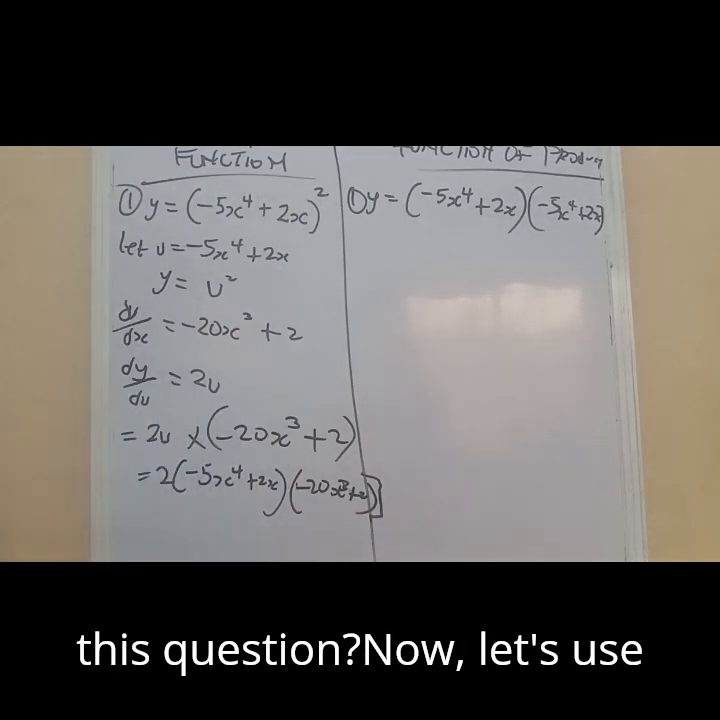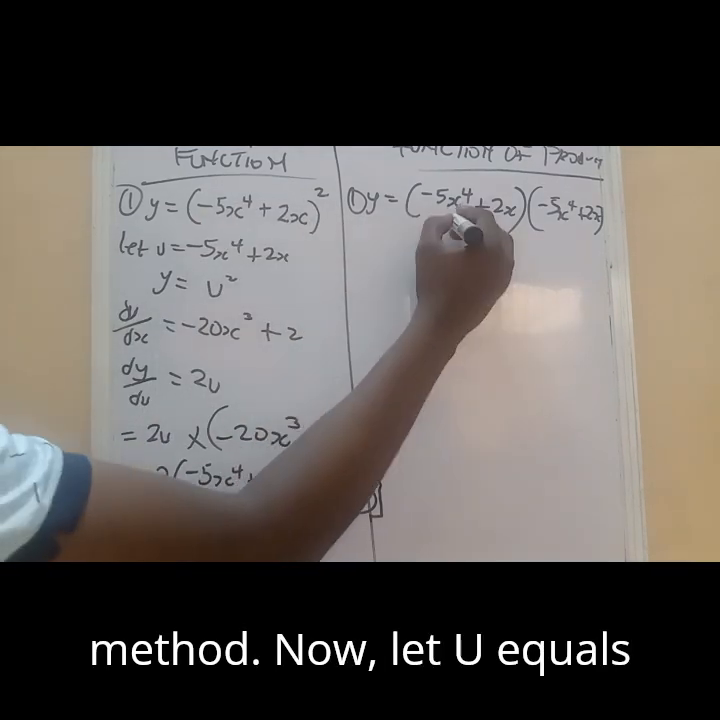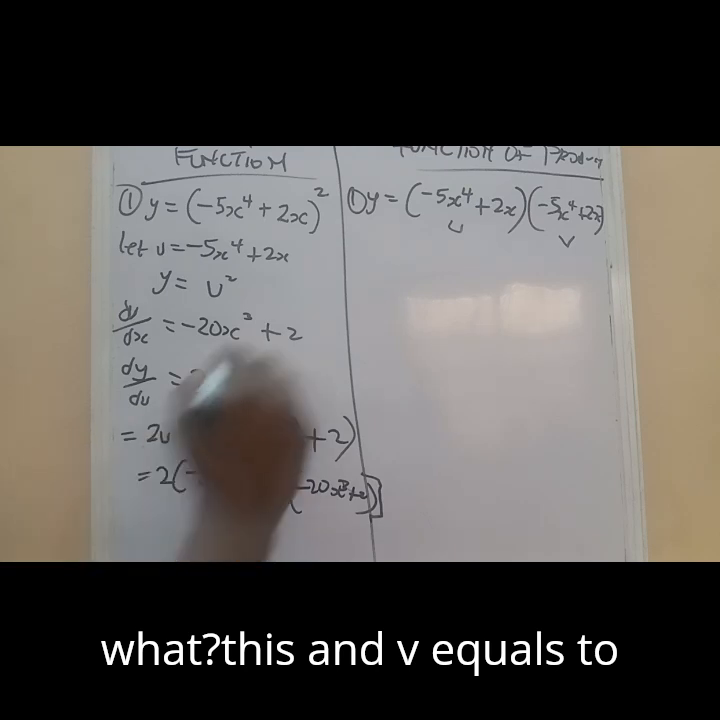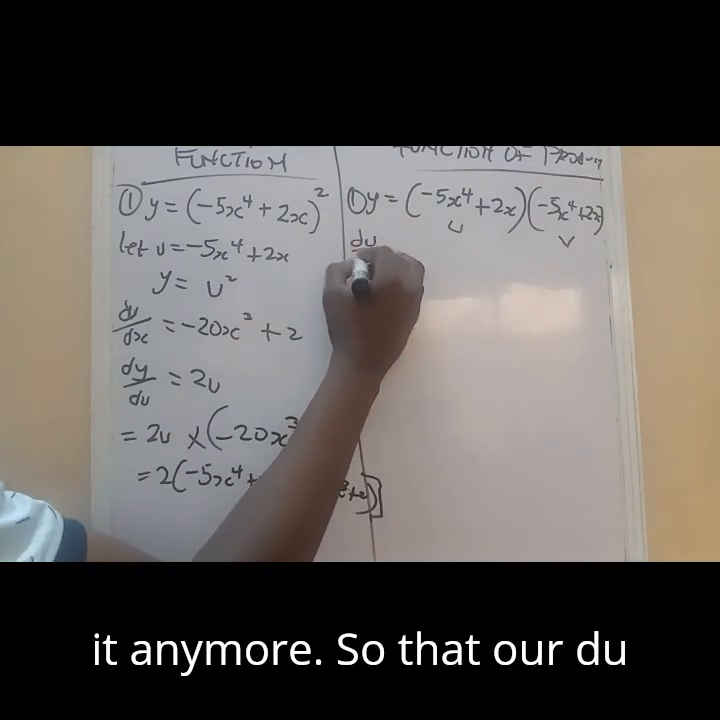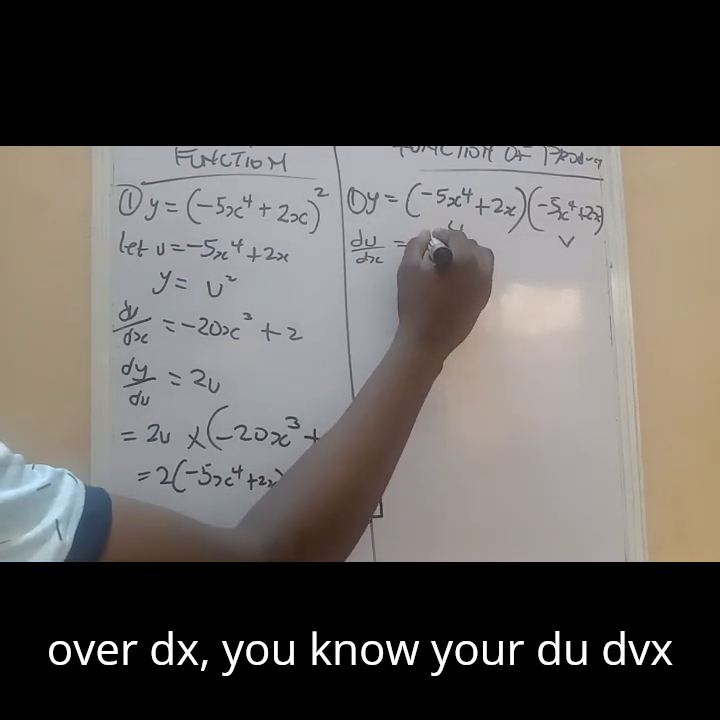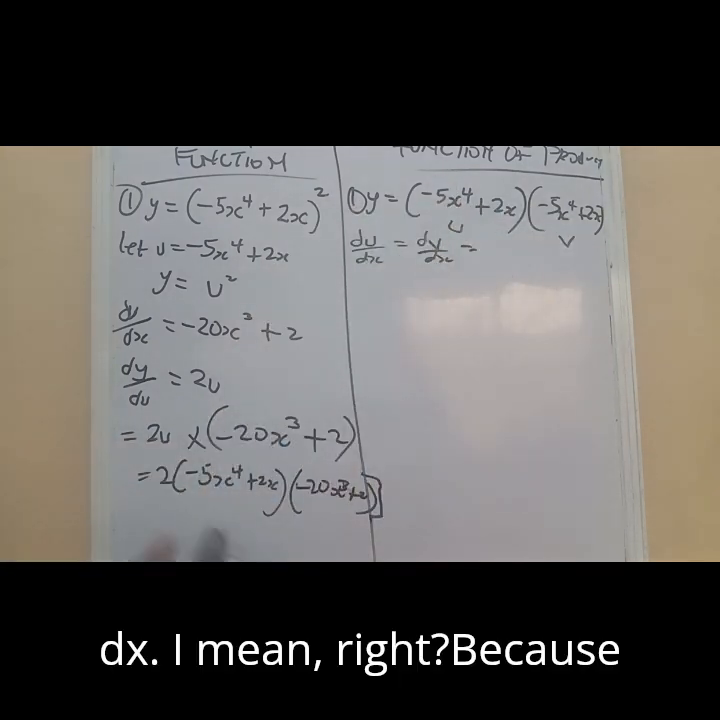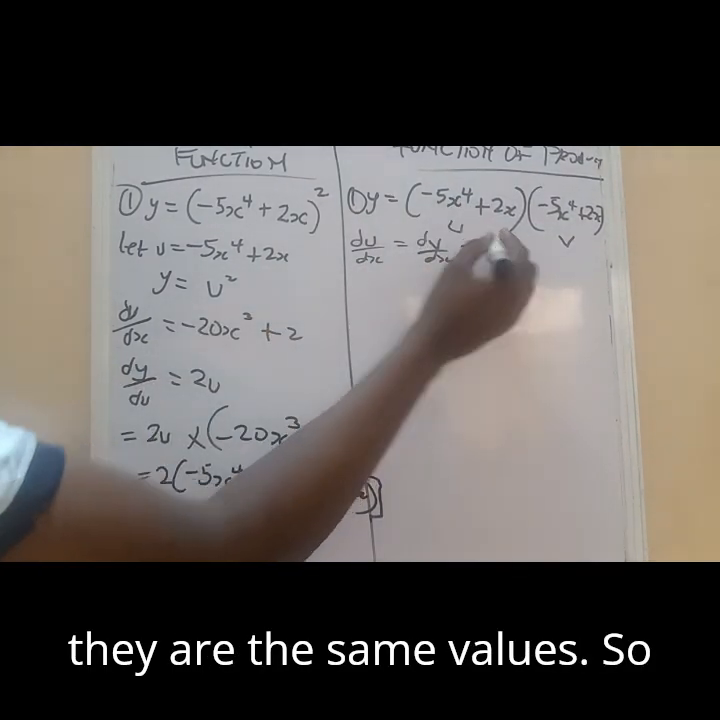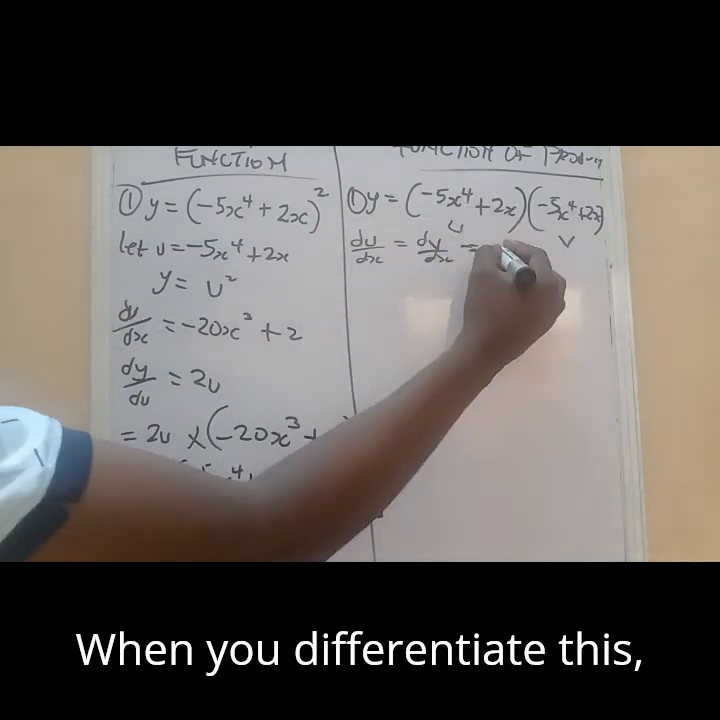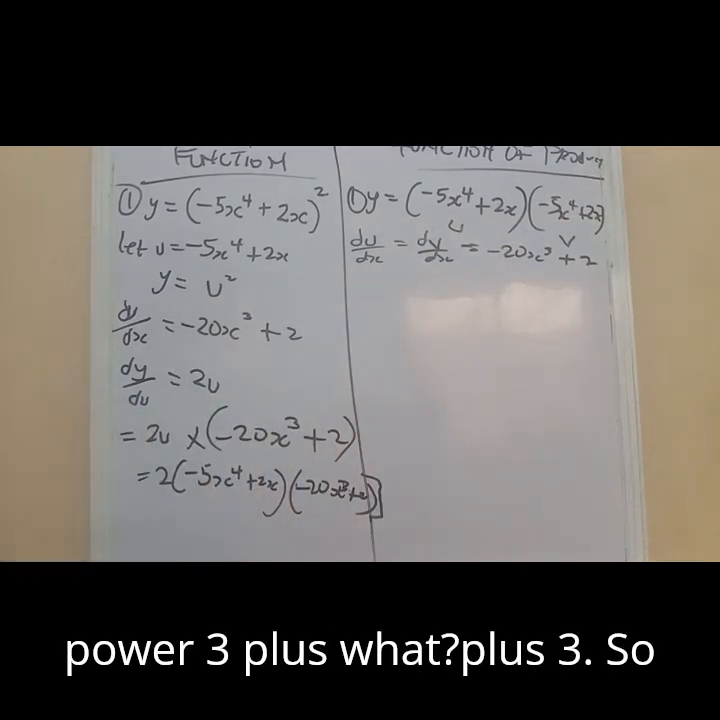Now, let's use the function of product method. Let u equal this, and v equal this. I don't need to write it anymore. So our du/dx is still going to be dv/dx, because they are the same value. When you differentiate this, it's going to give you this: minus 20x^3 plus 2.